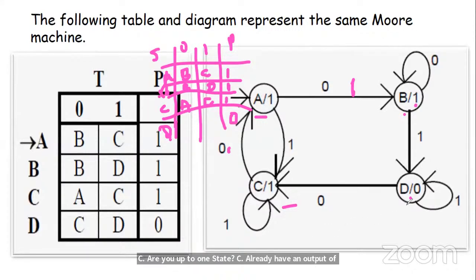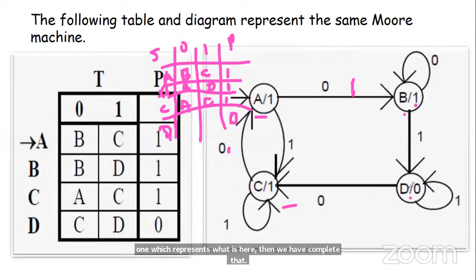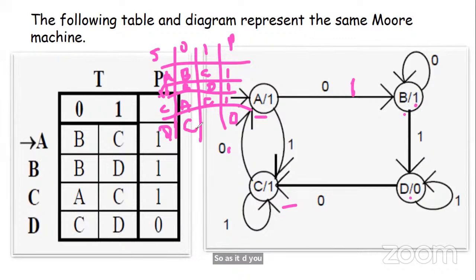So at state D, you receive a 0, you move to C, right? At state C, you output a 1. So there's 1 here already. Now at state D, you receive a 1, you move to state D, the output of state D is 0.